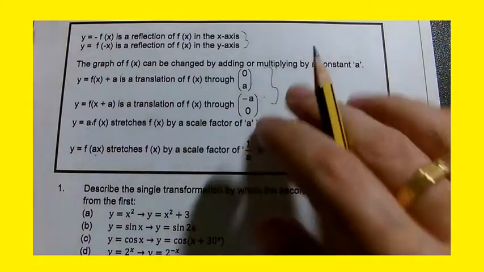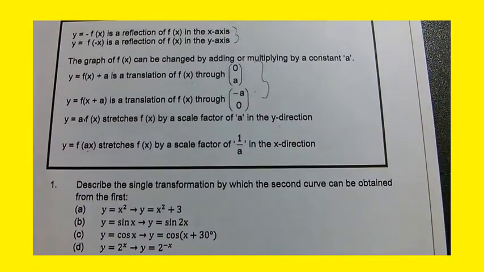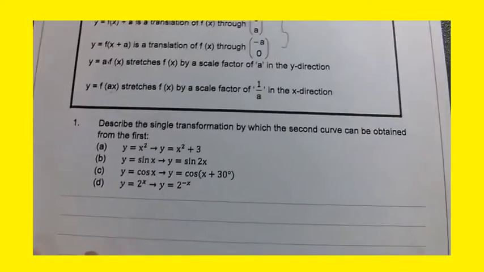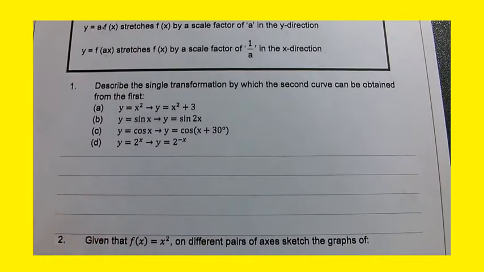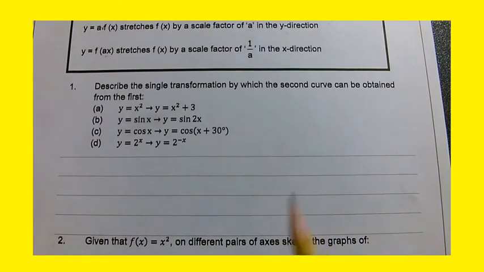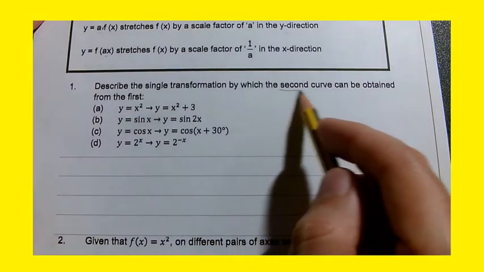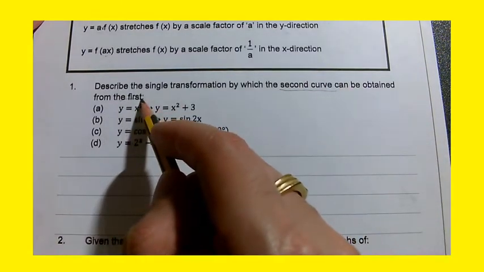Okay, so let's just go through the sort of skills that we need to know in year 12 for transformations. So part A, describe the single transformation by which the second curve can be obtained from the first.